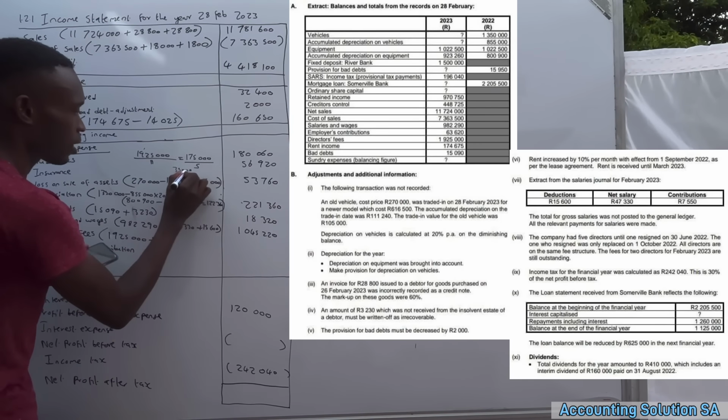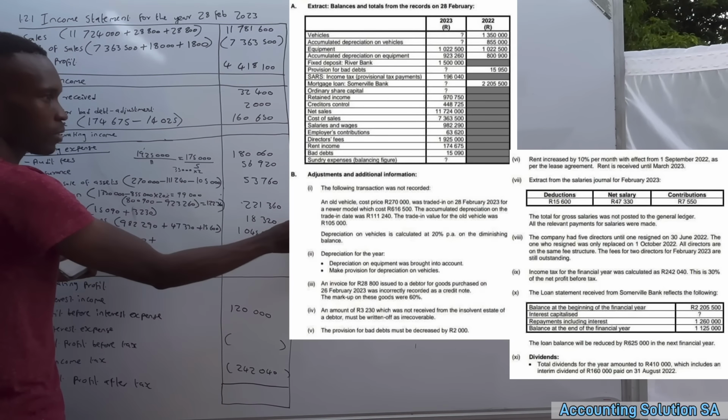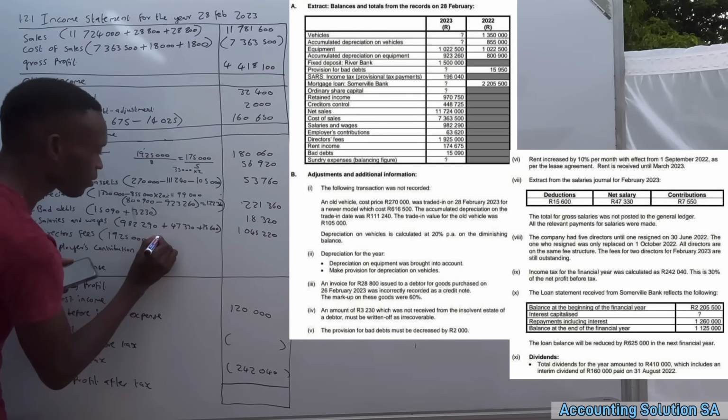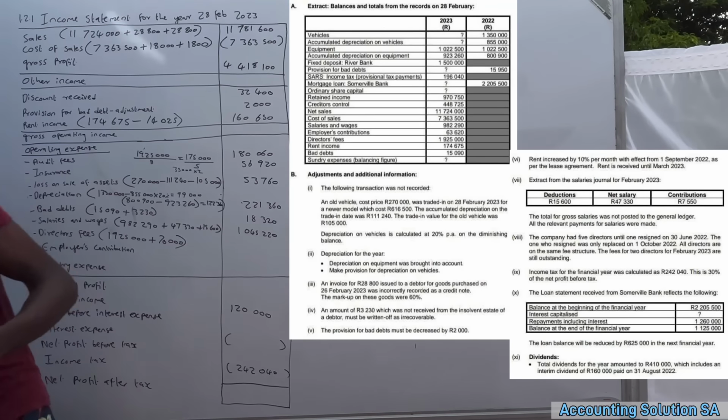35,000 is for one director, and we multiply by 2 because there are 2 directors that didn't pay in February, which means that it's going to give us 70,000. Then we will be done with directors. Okay.